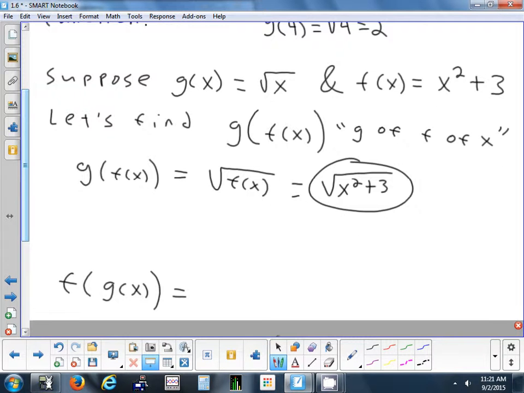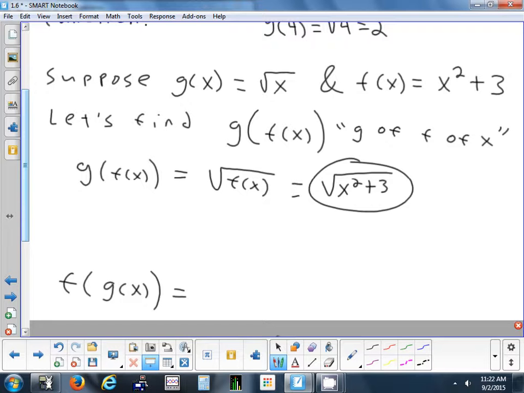Right? Let's try it the other way. F of g of x. Now we might be able to do something that you were thinking about earlier. Okay, anyone think they can tell me what that's going to look like? You don't have to simplify it. Just tell me what I'm going to plug in where. Yeah. Square root of x squared plus 3.